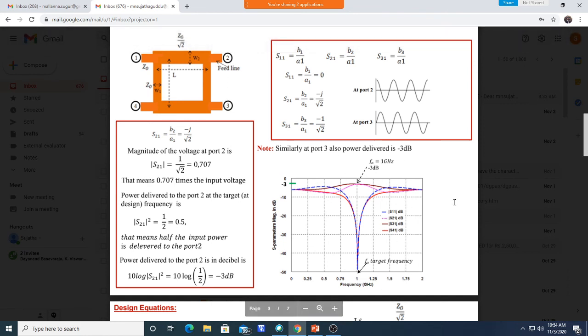So this experiment, I have stated everything in the PPT here. The only mistake the students made in yesterday's Monday lab was that I told them to design for 1 gigahertz.